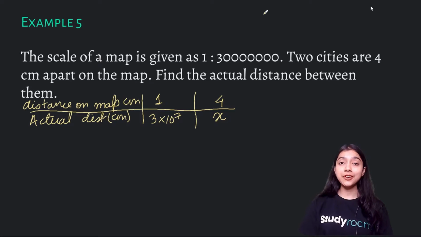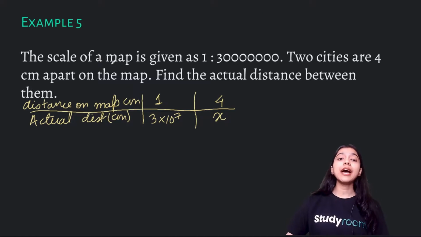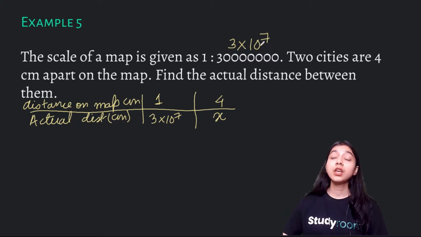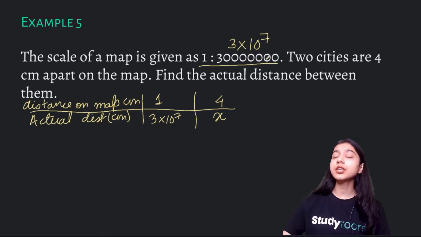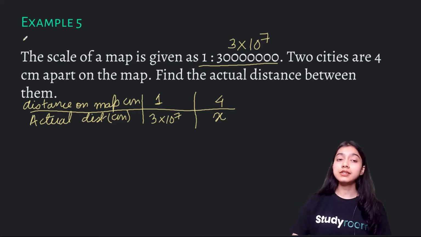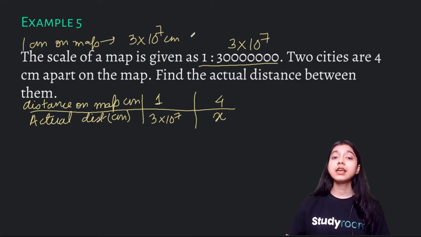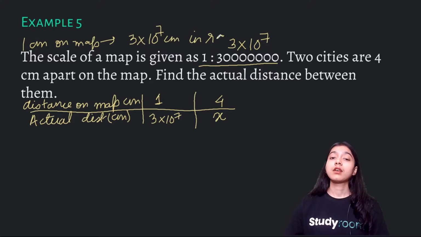The next problem that we have with us is the scale of the map is given as 1:3 crore. So let's simplify this. This 3 crore can be written as 3 multiplied with 10 to the power of 7. Now, what does this 1:3 crore mean? First, we have to understand the meaning of this sentence. This means that 1 centimeter distance on map represents 3 multiplied with 10 to the power of 7 centimeters in reality.